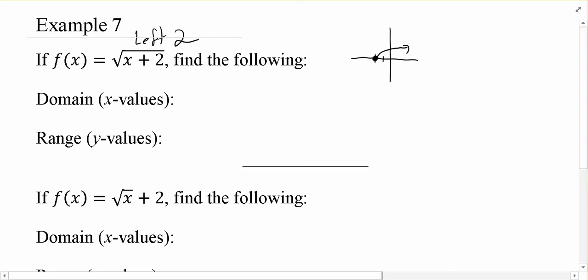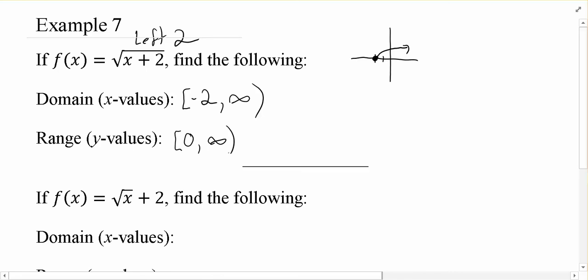So if you're being asked for the domain and range of this, the domain, or all the x values, is the leftmost x value that we ever hit is -2. The rightmost, well, it keeps going to the right to infinity. As far as the range or the y values, the lowest y value we have is 0. And this guy keeps going up.